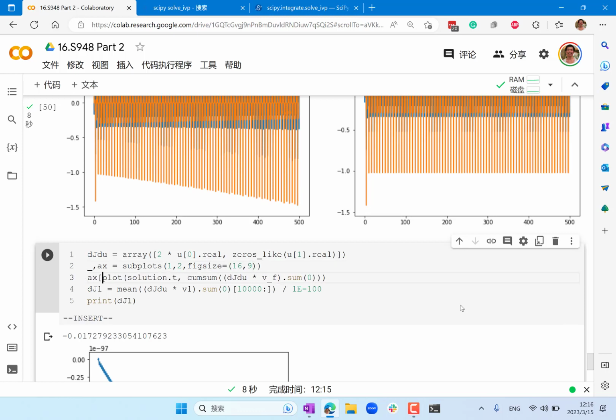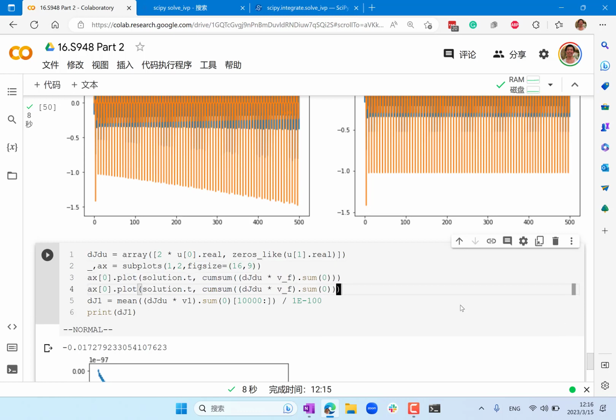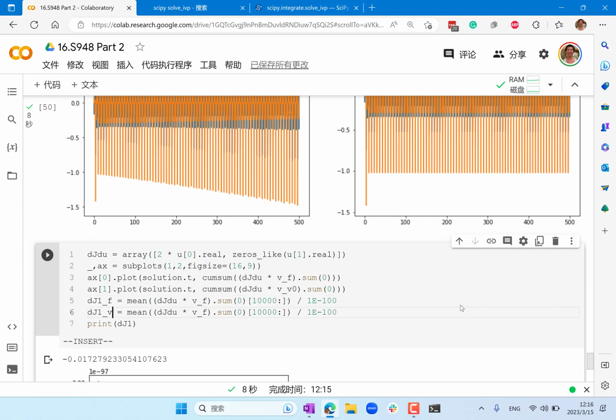Let's actually plot our previous solution on the left-hand side and the better projection on the right-hand side. And if we project out f, we should get this. If we project out v0, we should get this, right? So let's print both parts.